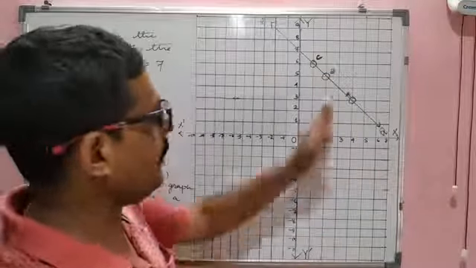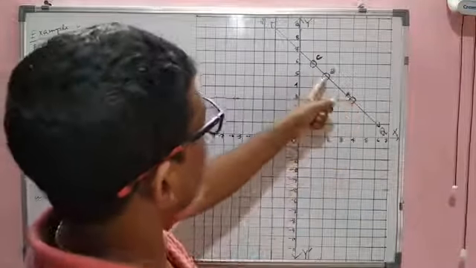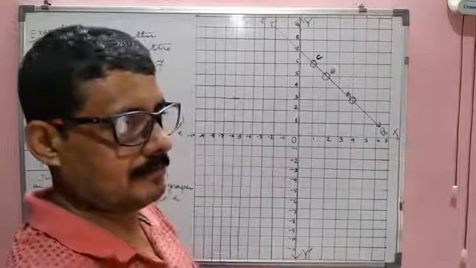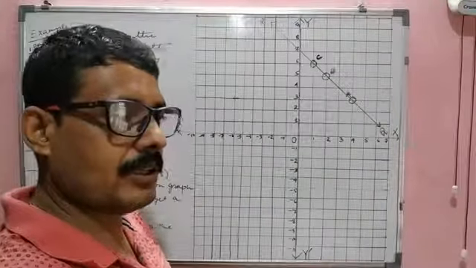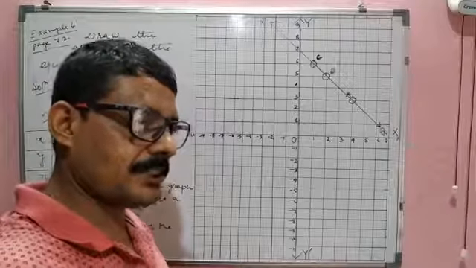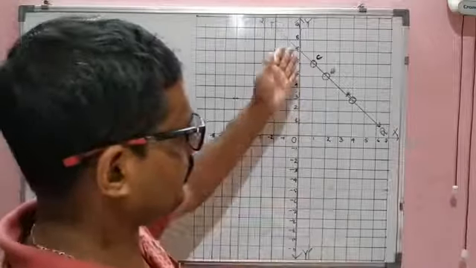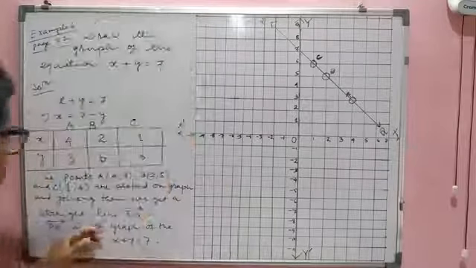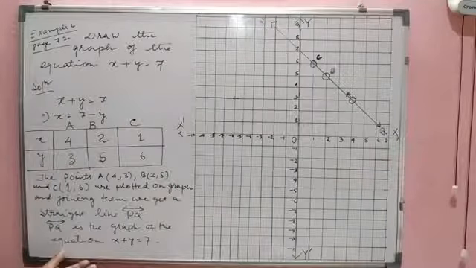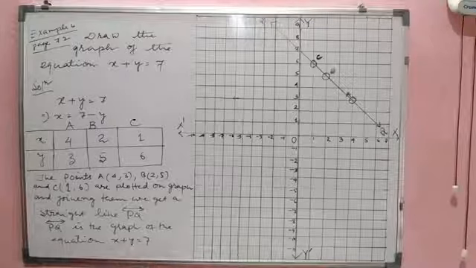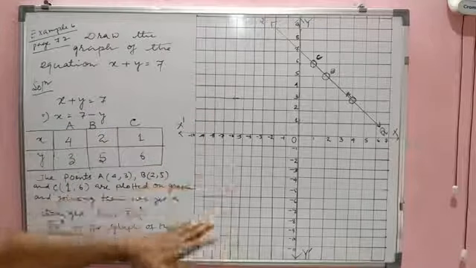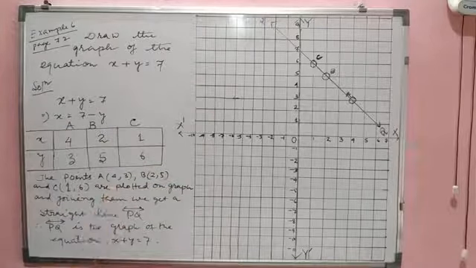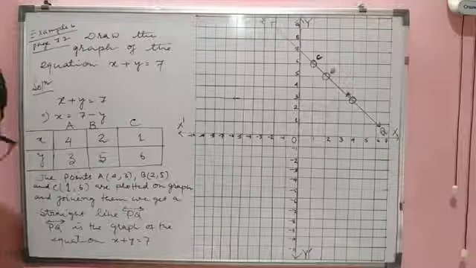And one thing remember, I have taken 3 points here because 2 points are always collinear, so if there is any mistake, we cannot identify it. If we take 3 points, then we can identify the mistake. So PQ is the graph of the equation x plus y equal to 7. This is how to draw the graph of a linear equation in 2 variables.